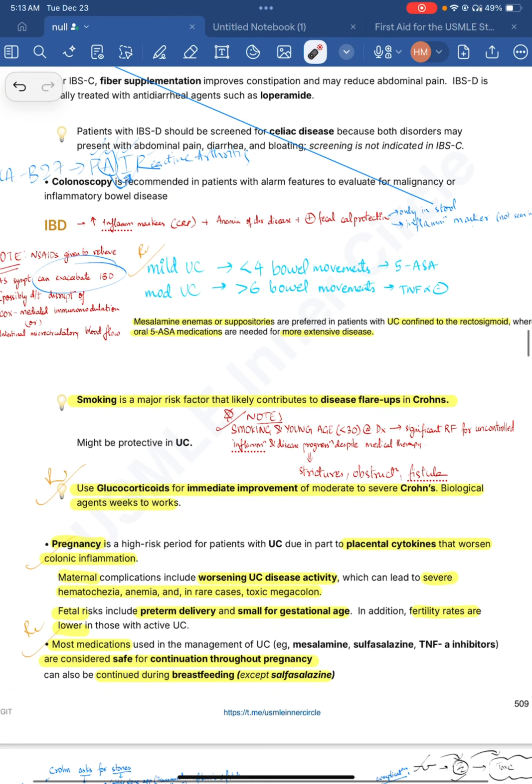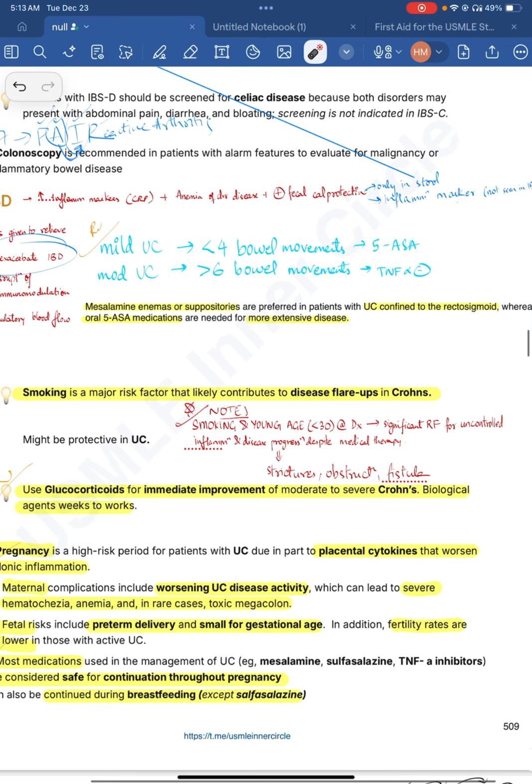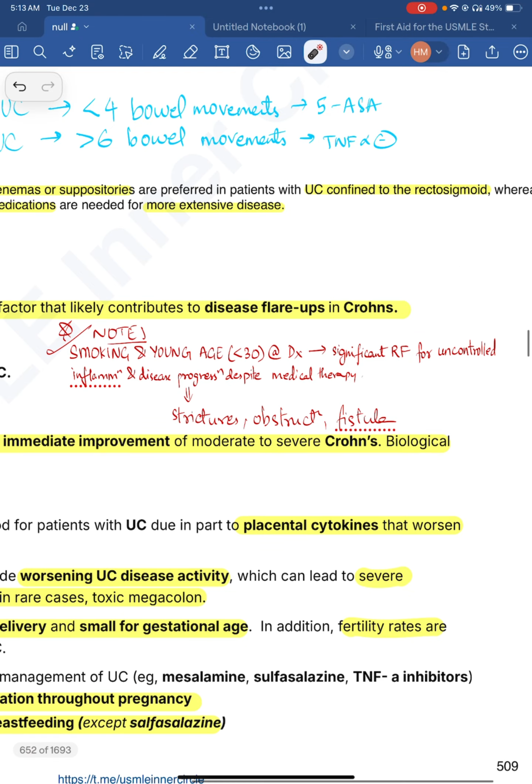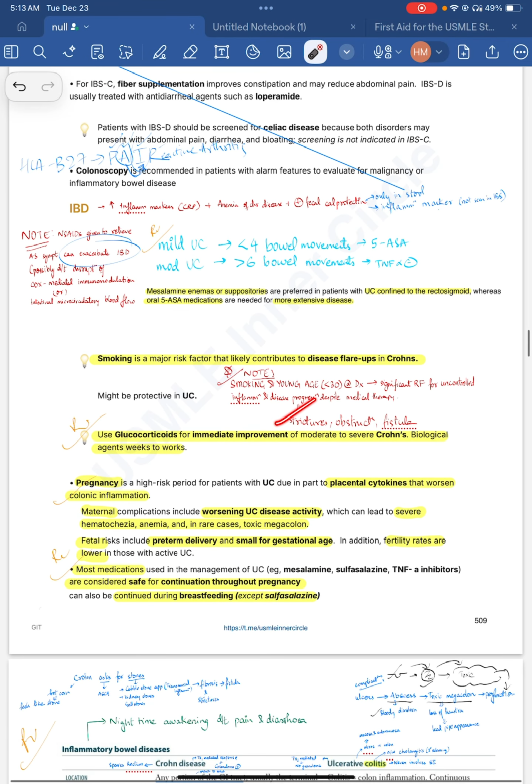Smoking, we just discussed that it is a protective factor in ulcerative colitis, whereas in Crohn's it flares up the disease. Smoking and young age at diagnosis are significant risk factors for uncontrolled inflammation and disease progression despite medical therapy. If a patient is young and he is smoking, you need to be really careful because this might lead to future disease progression and continuous flare-ups despite medical therapy. So what disease progression are we looking at? Strictures, obstruction, and fistulae. We know all of them.